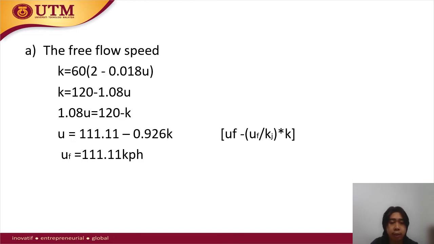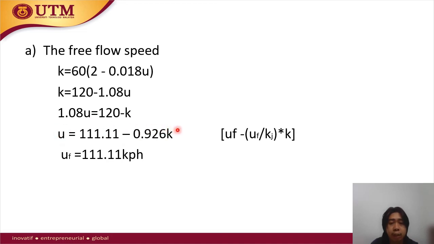Okay, so let's start off with the first question. For the free flow speed, we're going to use the equation that was given to us in the question, which is k equals 60 multiplied by 2 minus 0.018u. So derive the equation, which is 120 minus 1.08u. After you derive the equation, we will get u equals 111.11 minus 0.926k.